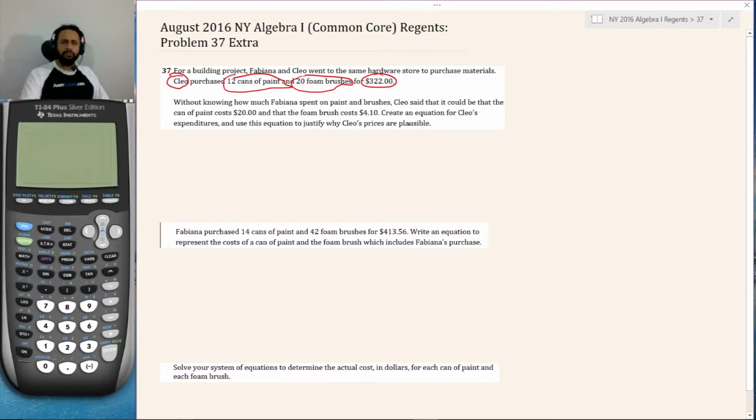I choose the variables. Okay, so I'm going to say it's a can of paint and a foam brush. So I'm going to say C for can of paint. C equals the cost of a can of paint. Now I'm trying to calculate the expenditures, the prices. And B for foam brushes. I'm going to say B for brush.